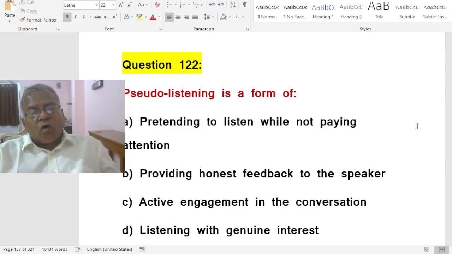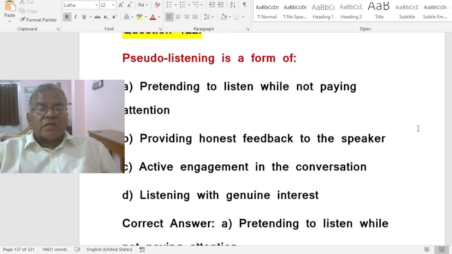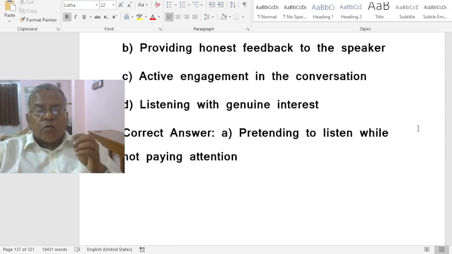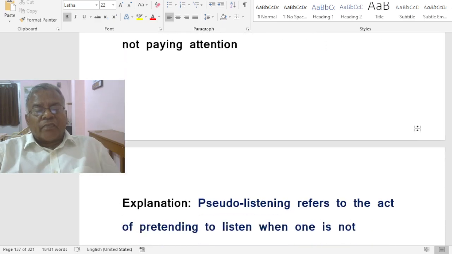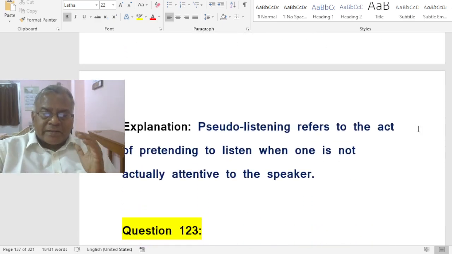Pseudo listening is a form of A. Pretending to listen while not paying attention. B. Providing honest feedback to the speaker. C. Active engagement in the conversation. D. Listening with a genuine interest. So, which is the right one? Pseudo listening is a form of pretending to listen while not paying attention. So, pseudo listening refers to the act of pretending to listen when one is not actually attentive to the speaker.